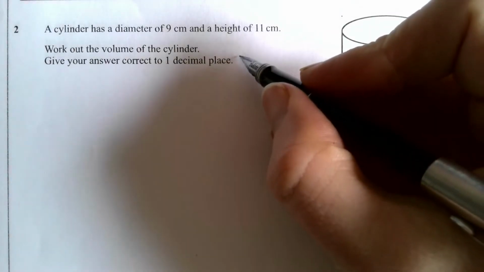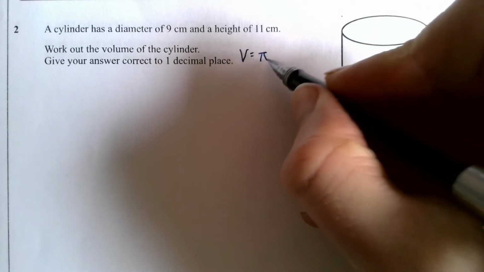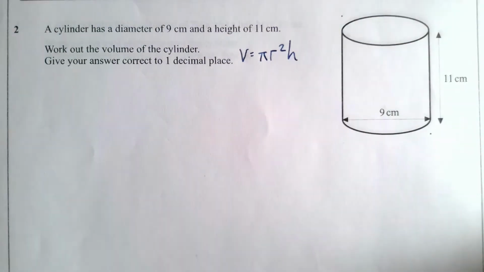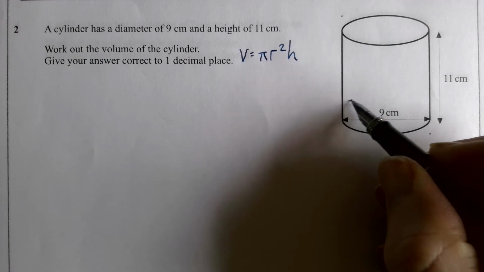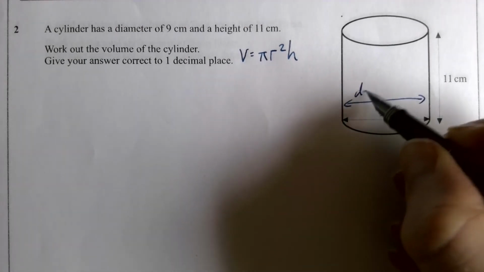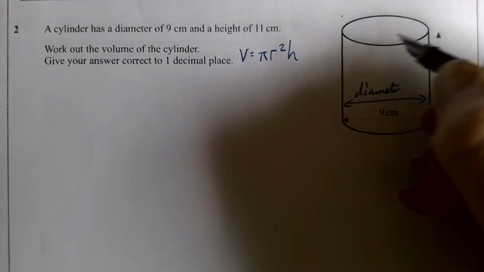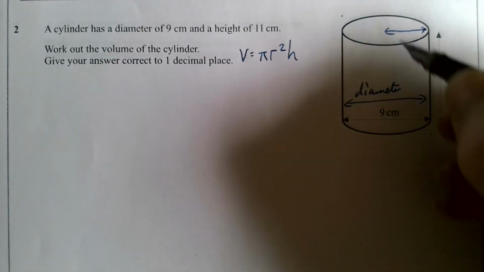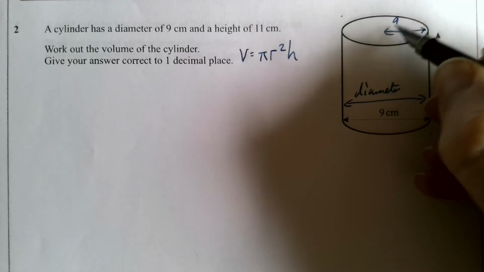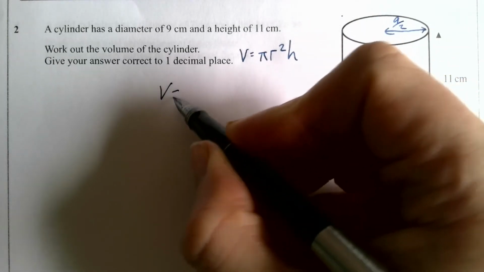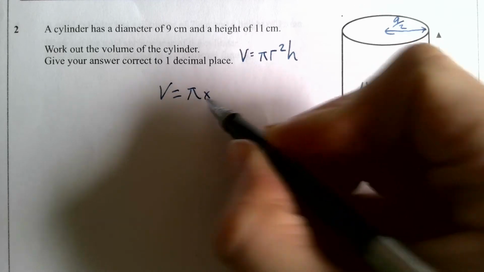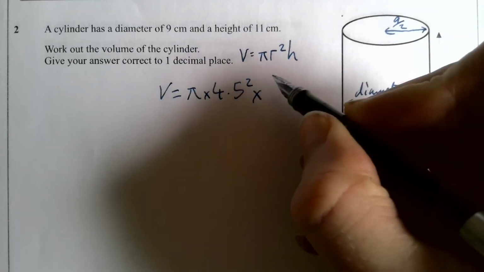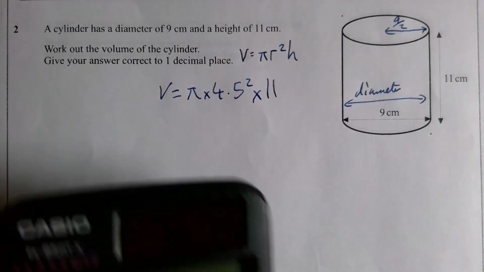So we want our volume of our cylinder to be pi r squared times the height. And what we've been given here is called the diameter. So the radius is going to be half the diameter, so 9/2. So our volume is going to be pi times 9/2, which is 4.5, isn't it? 4.5 squared times the height, which is 11.